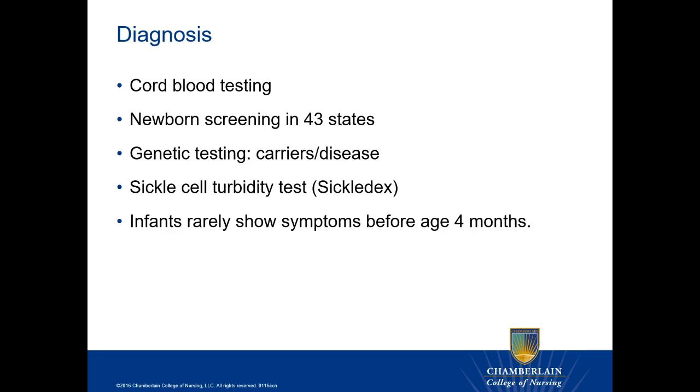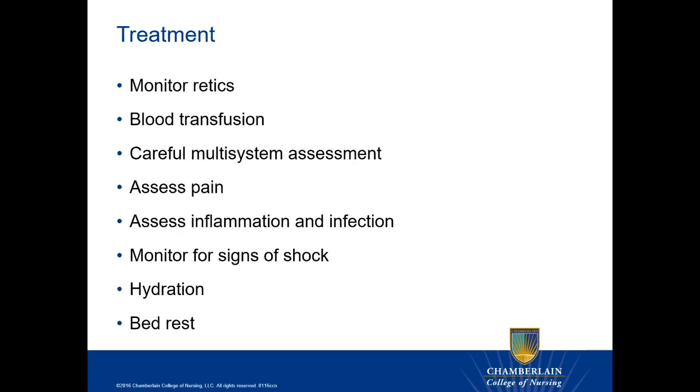4 months. So guess what? At the end of 4 months, the hemoglobin is slowly being replaced with the hopefully normal hemoglobin, but in a patient with sickle cell, it's being replaced with sickle cell hemoglobin. And so that's when you start to see problems in an infant, somewhere around 4 to 6 months.